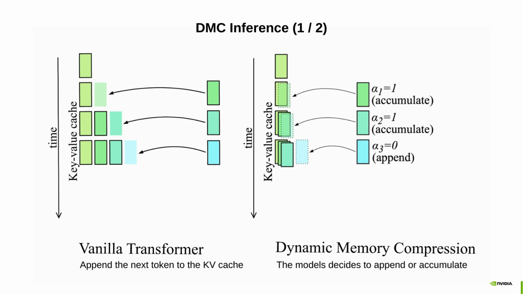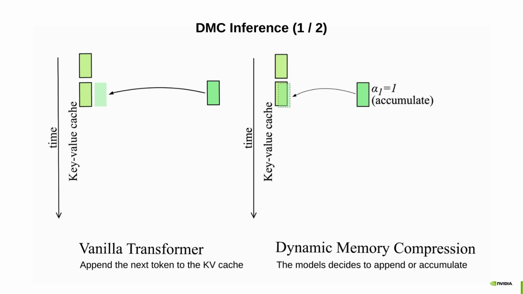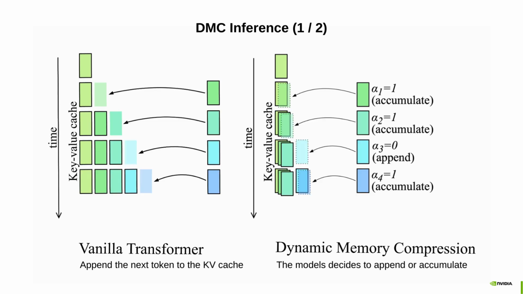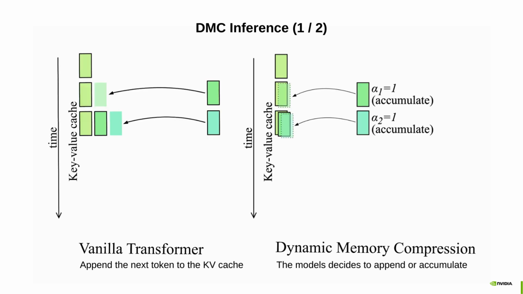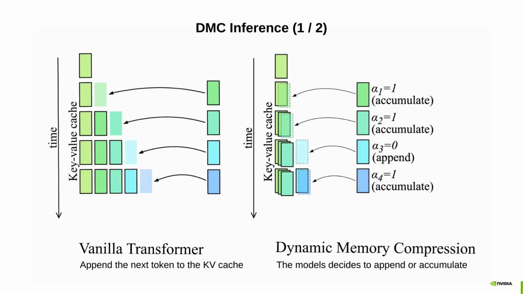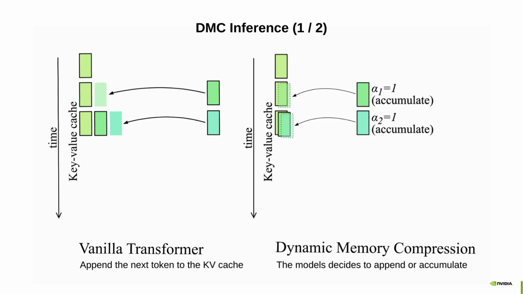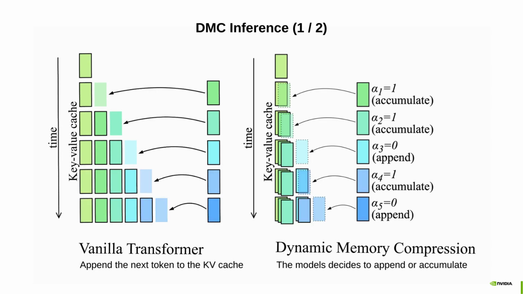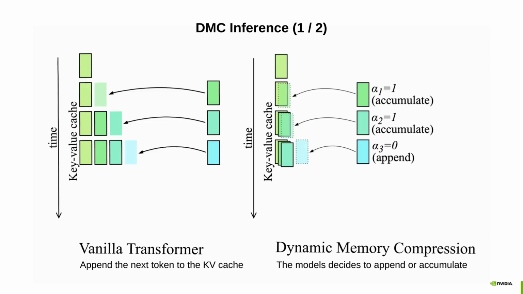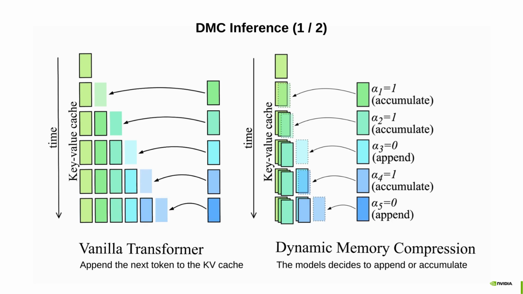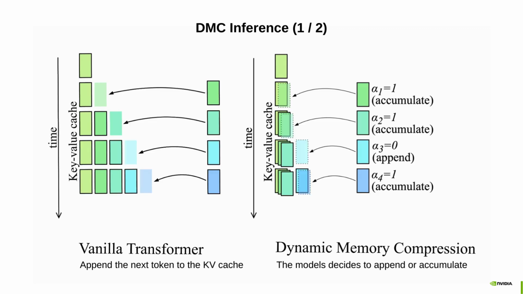To achieve KV cache compression, we propose DMC, a dynamic method for compressing key-value tokens. On the left, you see the regular pattern of KV cache expansion for vanilla transformer. At each generation step, a new token is appended to the end of the KV cache. On the right, you see how it works for DMC transformers. Similar to vanilla transformers, but here, you have two options for handling a new token. Either append it to the end of the KV cache or accumulate it with the last token in the cache.